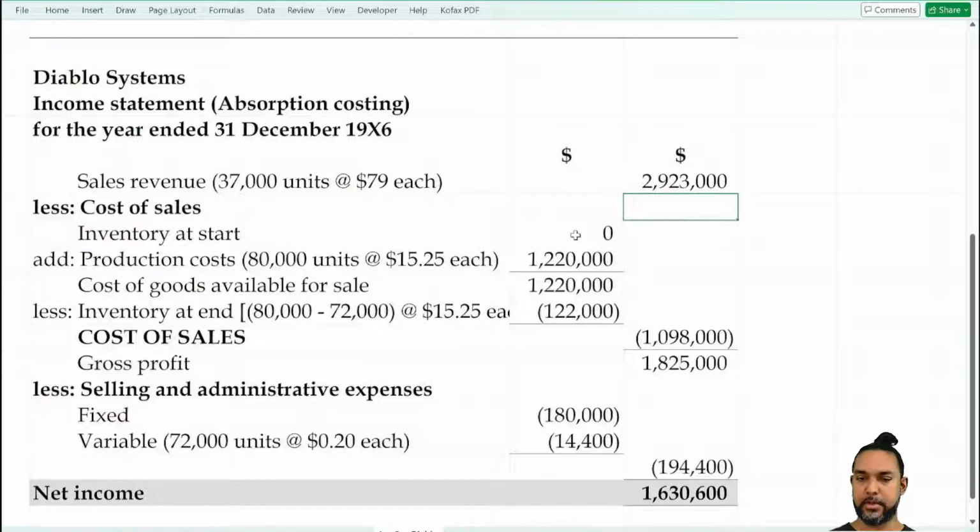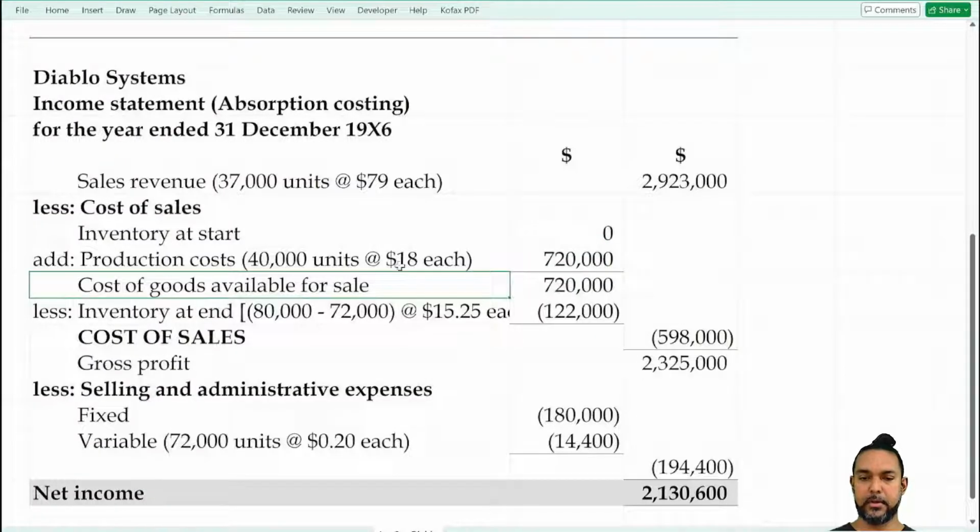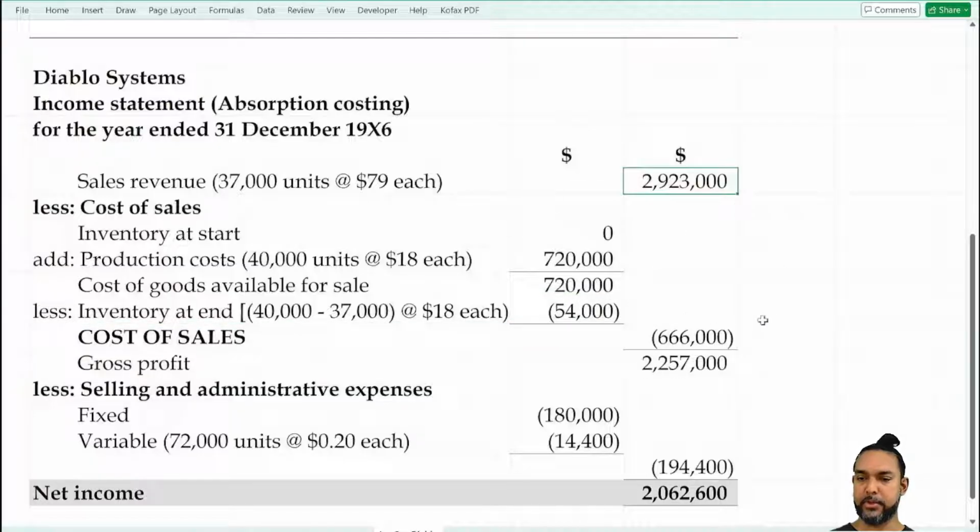Right. So inventory at 7. Right. So production cost. So we made 40,000, right? And the variable cost per unit was 18. Right, so that's equal to 40 by 18. All right, and then the inventory at end was 3,000. So that was 40 minus the 37 at the same 18, right? So that is equal to minus 3 by 18. Right. So 29, 23 minus the 666 is that.